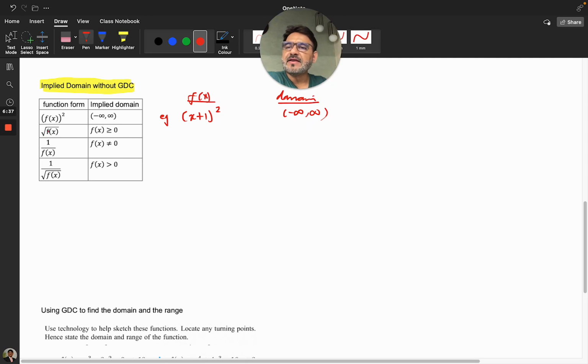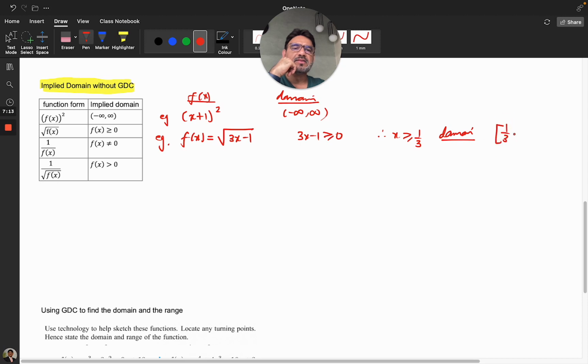If you have the square root of any function, for its domain you have to solve f(x) is greater than or equal to 0. Suppose in non-GDC they give you: find the domain of this function, let's say the square root of 3x minus 1. I'm making a question. What you do is, whatever is inside the square root, you make that greater than or equal to 0 and solve it. Therefore x is greater than or equal to 1/3. So this is your domain. You can also write it like 1/3 to infinity.